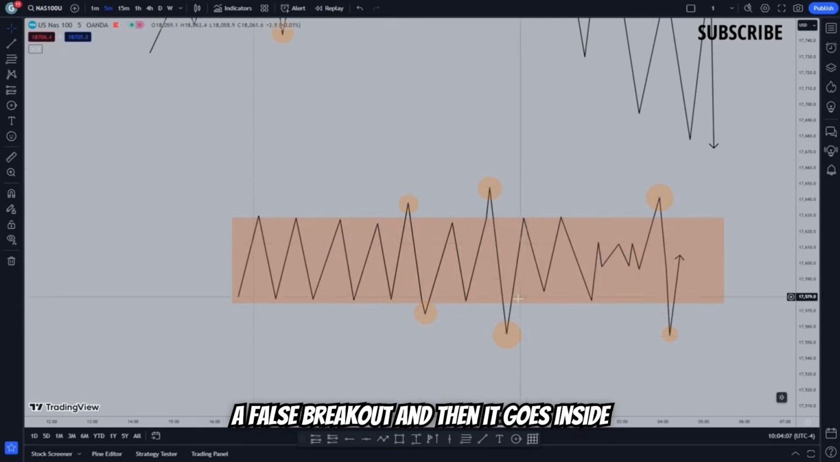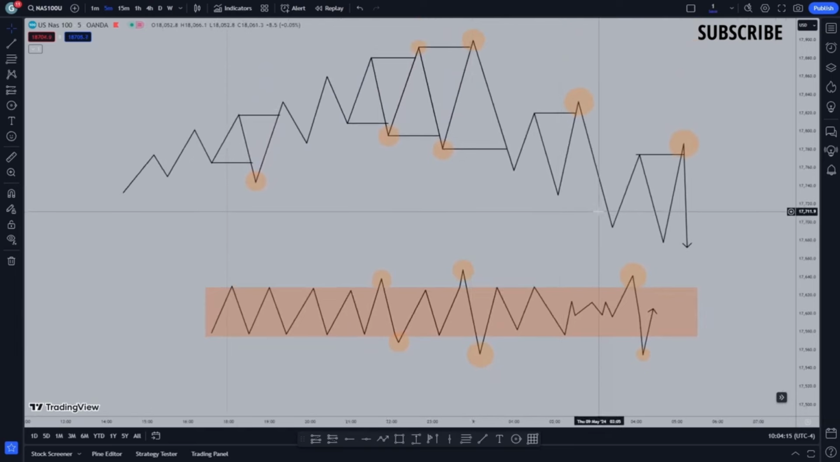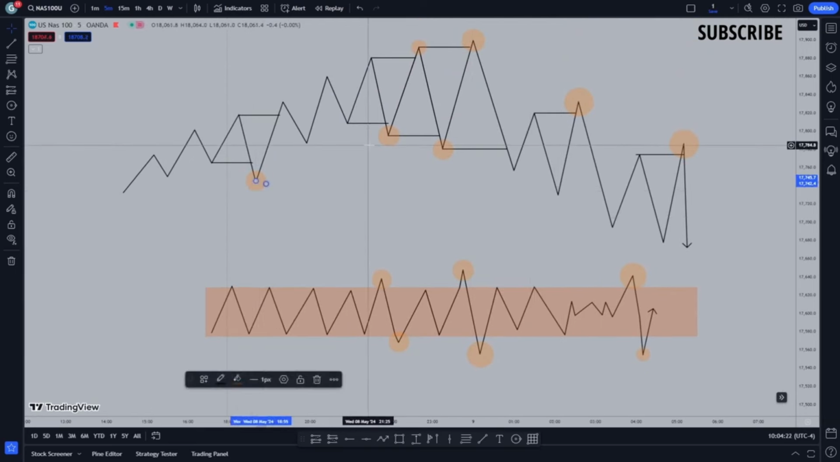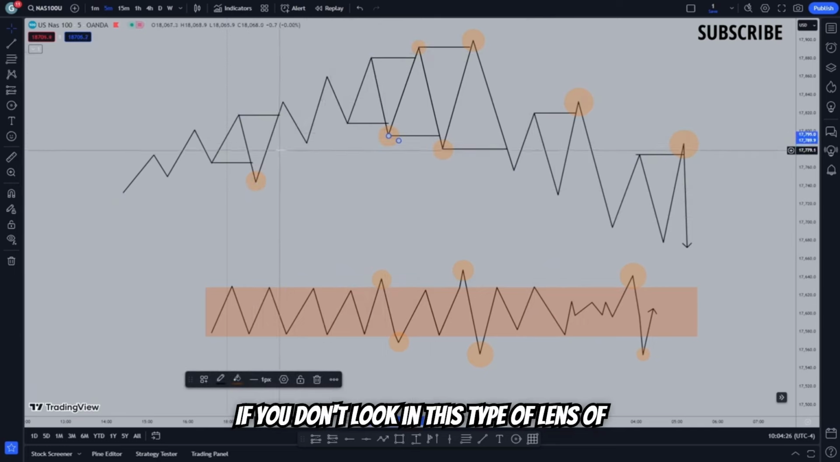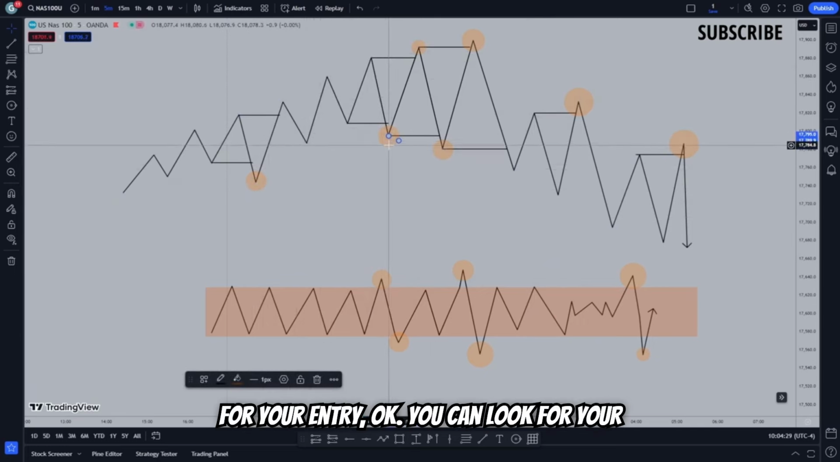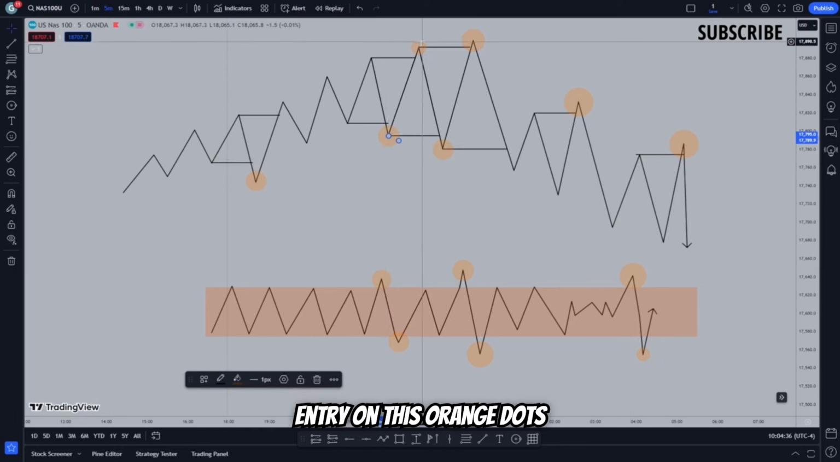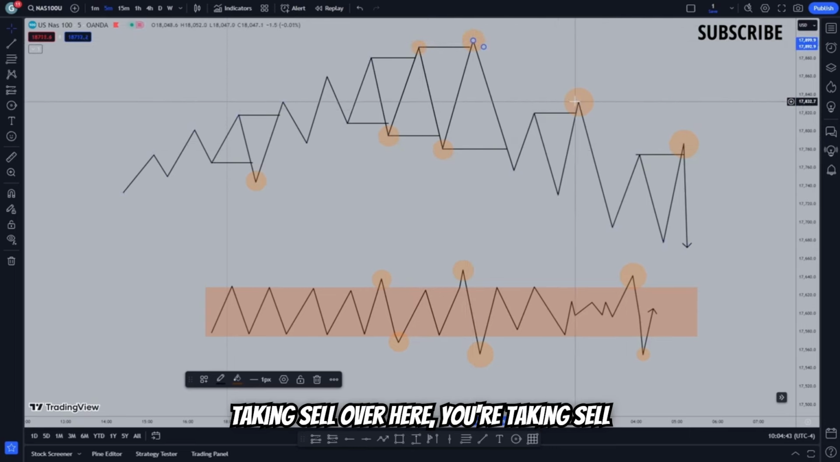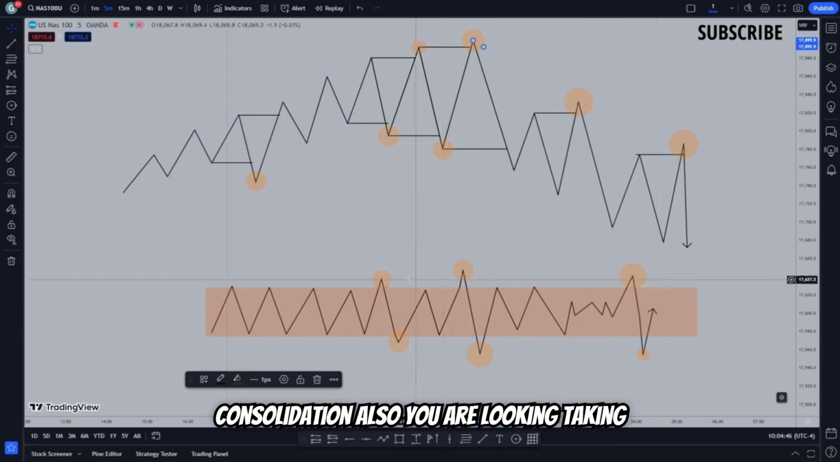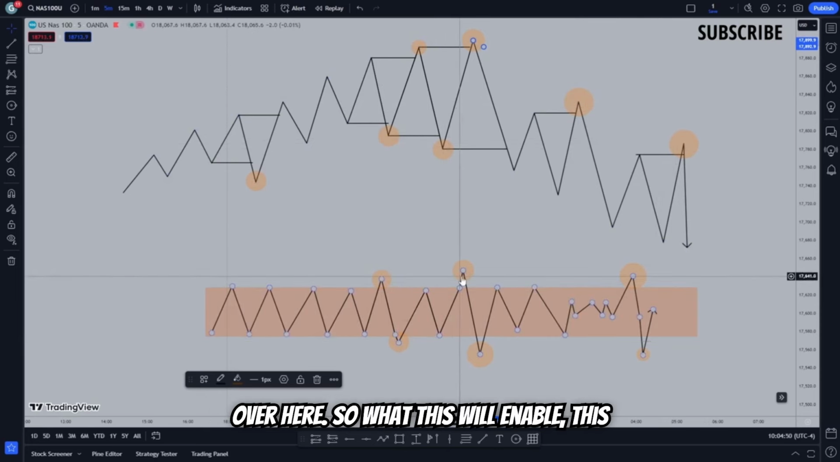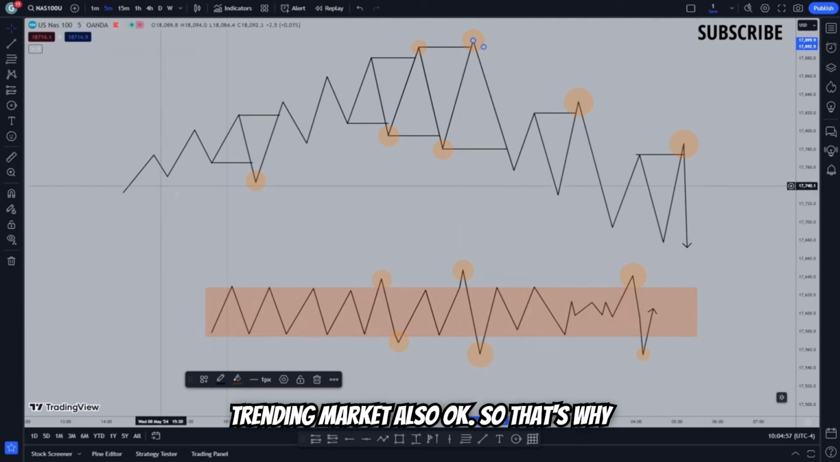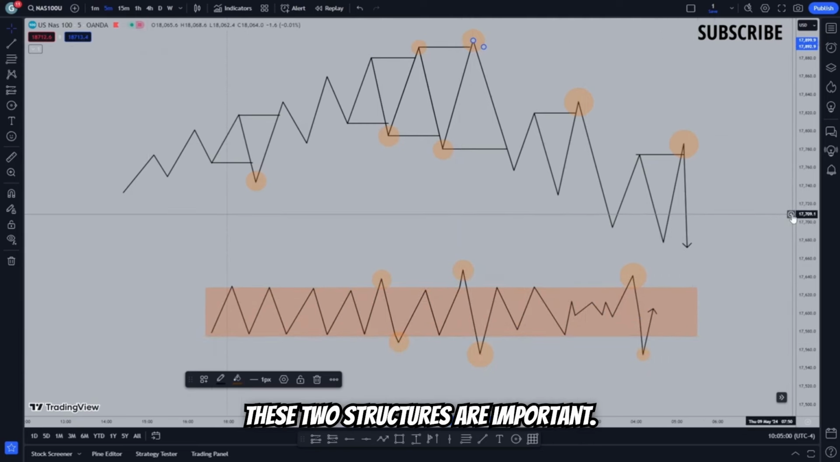So the thing I'm trying to say in both of these structures is, what if I tell you that you should take trades at these orange spots? If you don't look through the lens of higher highs and higher lows, you can look for your entry on these orange dots. Like you are taking a sell at this orange dot, a buy over here, a sell over here, sell over here, and in consolidation also you're taking a sell over here, a buy over here, a sell over here. So this will help you make money in a consolidating market and in a trending market also. That's why these two structures are important.